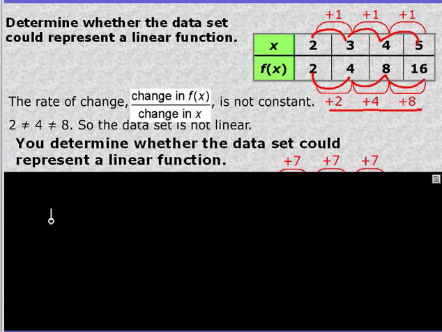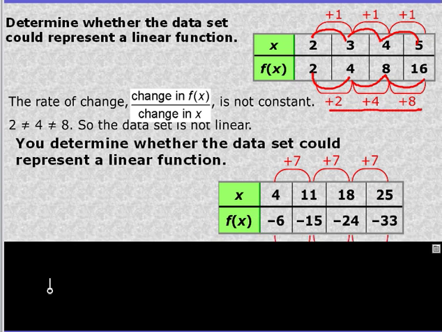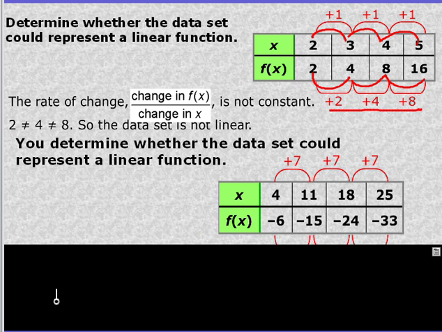All right, so one for you to try. And I kind of gave it away there, at least part of it. So see if you can figure out whether that is a linear function or not.